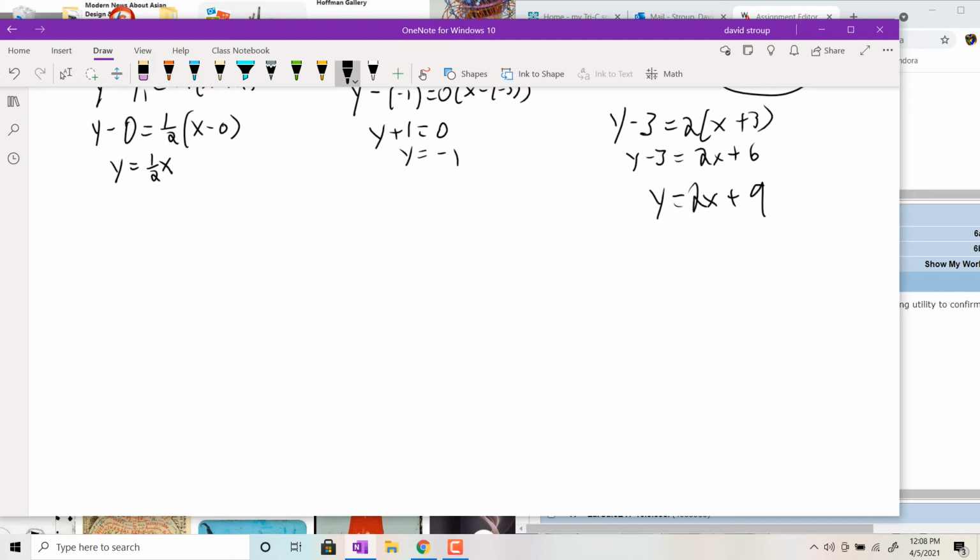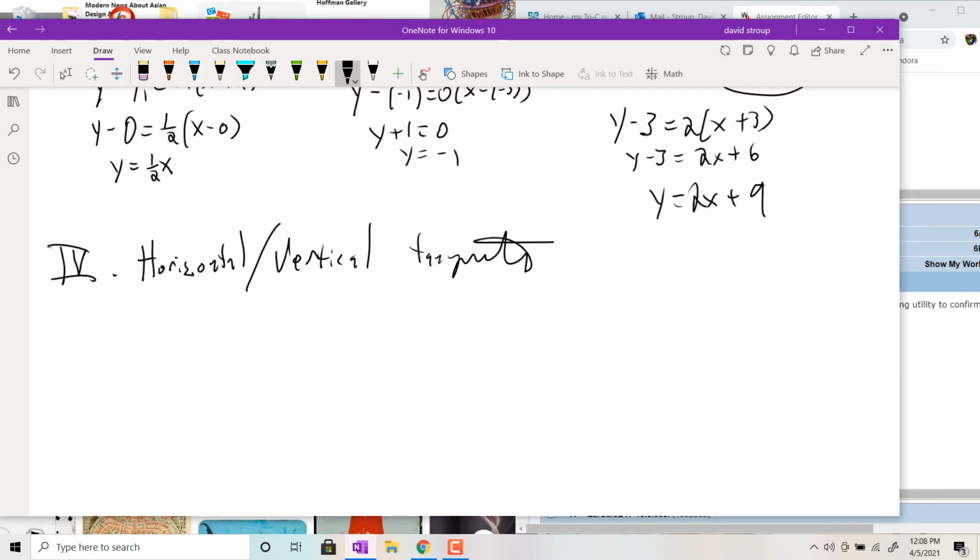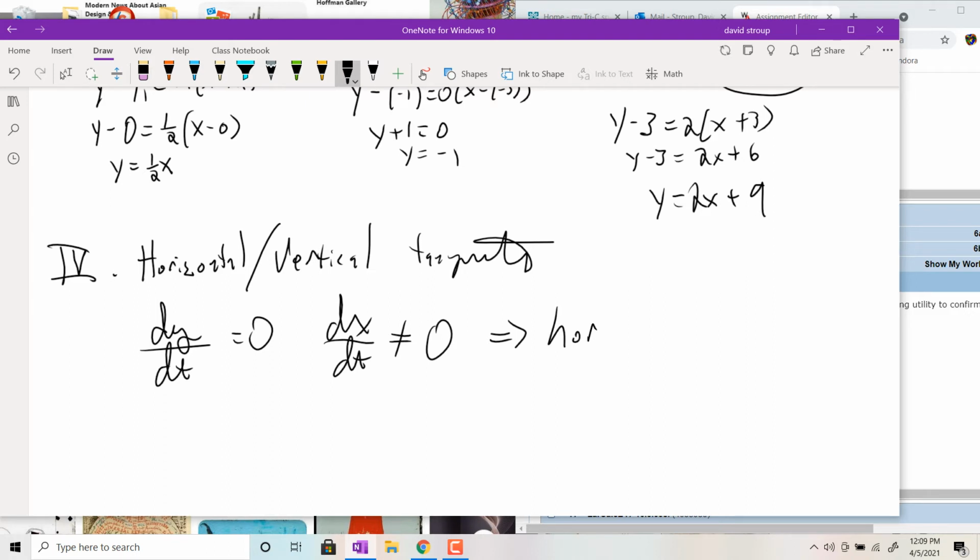So in addition to finding the critical numbers, we'll also be interested in finding the places where the vertical lines happen. So section 4, we'll call it horizontal/vertical tangents. So basically, if the derivative of y with respect to t is equal to 0, but the derivative of x with respect to t is not 0, then you have the zero slope case, which gives you a horizontal tangent.